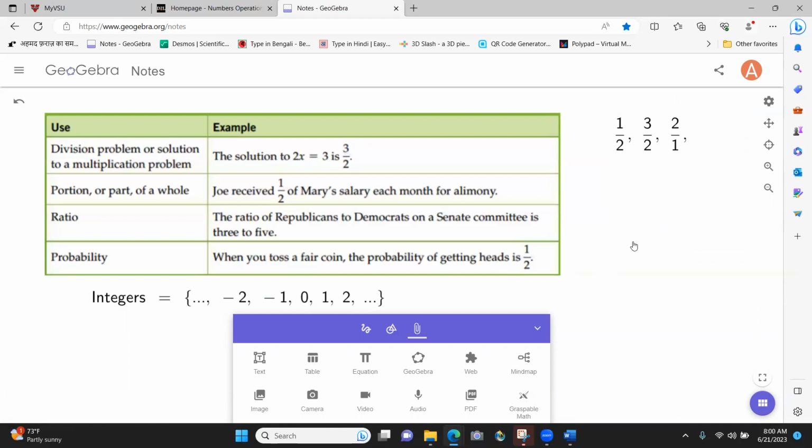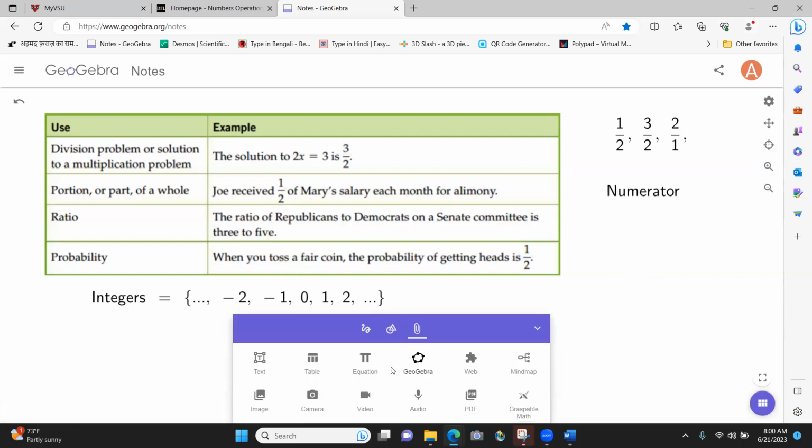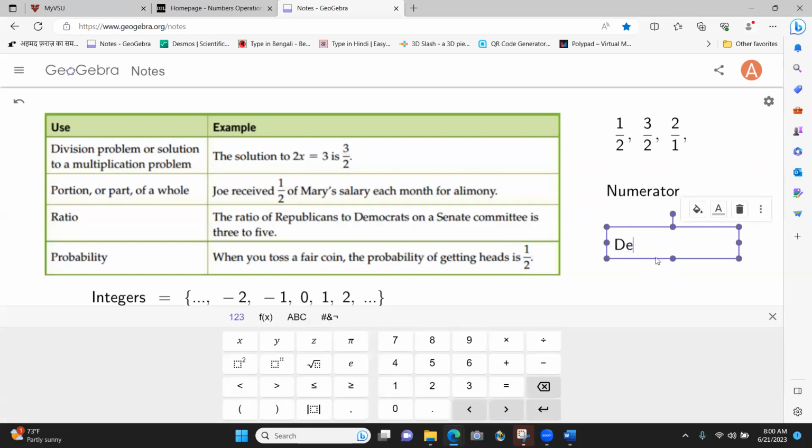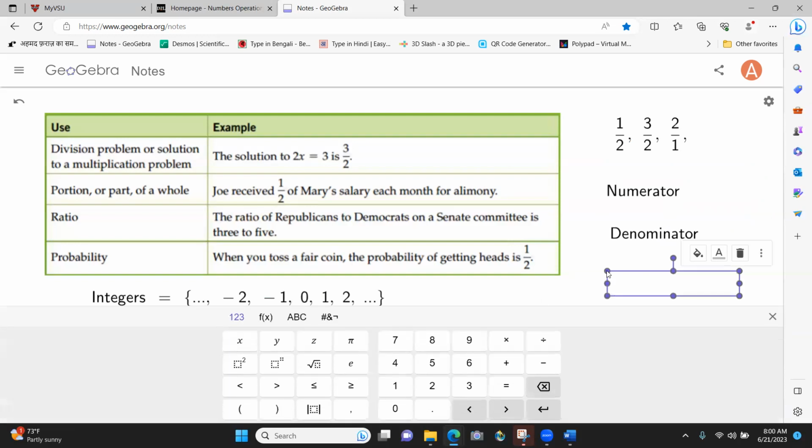All right? Now, the top number is called the numerator. I'm going to write down a few words here. Numerator. And the bottom number is called the denominator. And a fraction is a fraction. We also use the word rational number. So let's write down rational number.